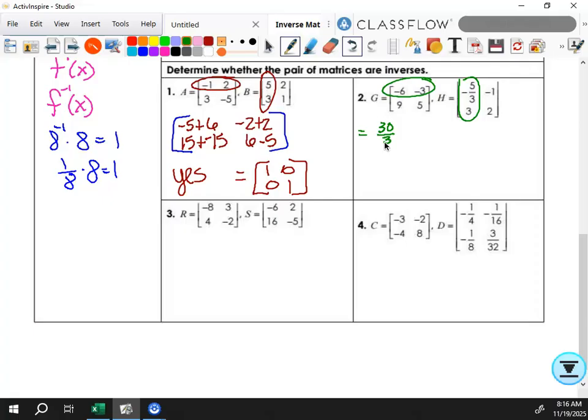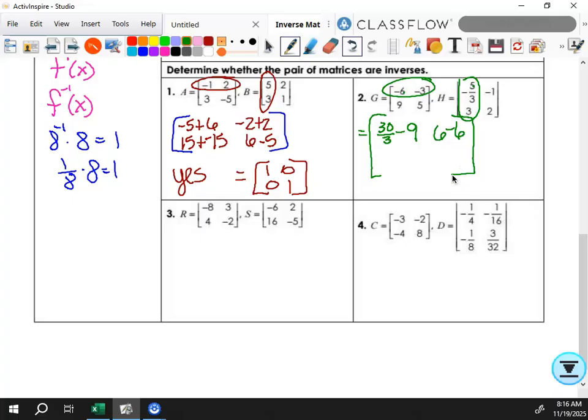I'm just going to leave it for a second. Leave that right there. And then -3 times 3 is a -9. Then first row, second column. That's going to give me a positive 6 plus, I'm sorry, minus 6. Positive 6 and then minus 6, right?